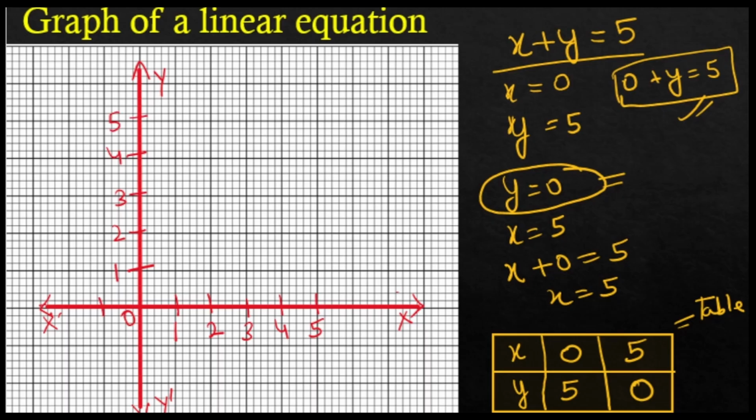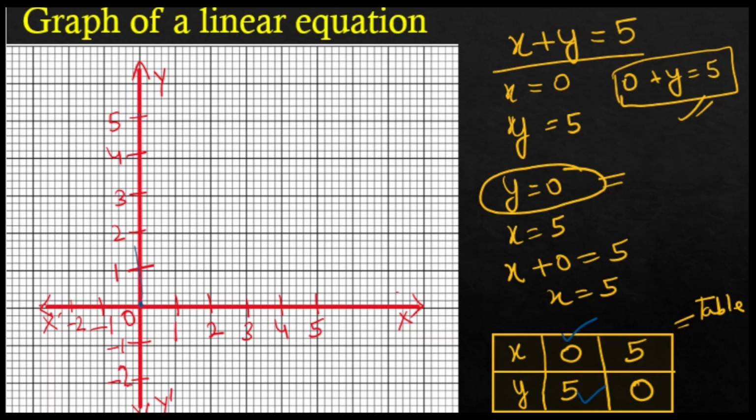And to the negative side it will be -1 on the x-axis, -2 and so on. And on the y-axis, to the negative side, it will be -1, -2. When x is 0, y is 5. Let's see, x is 0 and y is 5. So this is the point where I will imagine that x is 0 and y is 5.